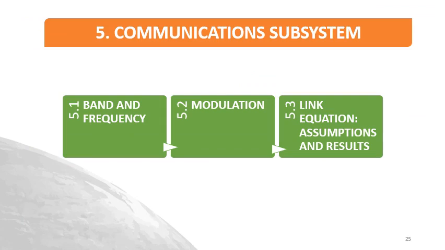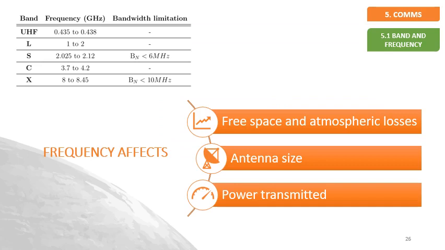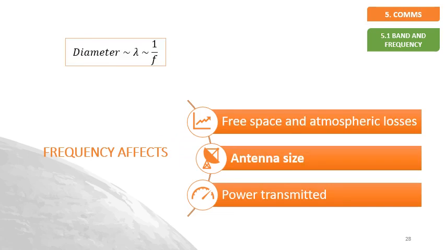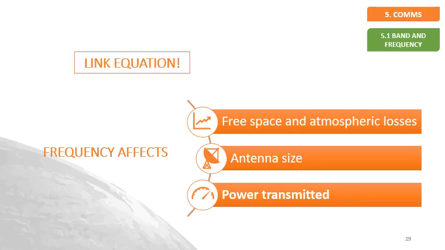Hi, my name is Javier, and the communication subsystem has to send and receive the telemetry data and send back to Earth the payload data, which is the main objective of the mission. The main driver of the communication subsystem is the frequency, and choosing it is choosing the band in which we will be working. The frequency affects the free space and atmospheric losses in a bad way, the antenna size in a positive way, and the power transmitted also in a positive way.